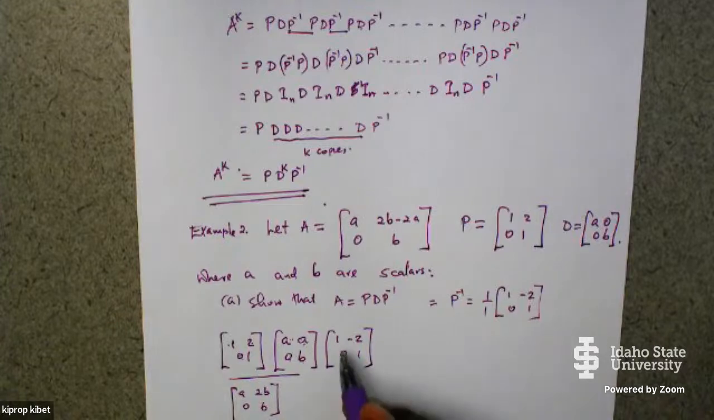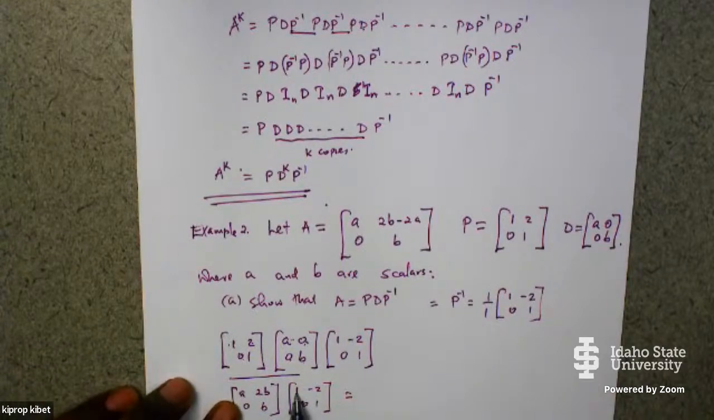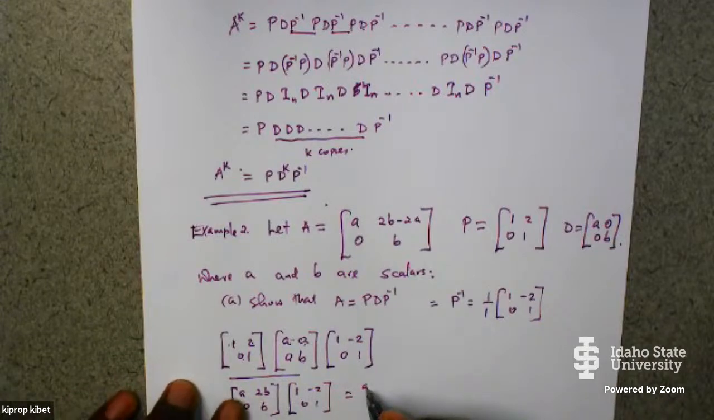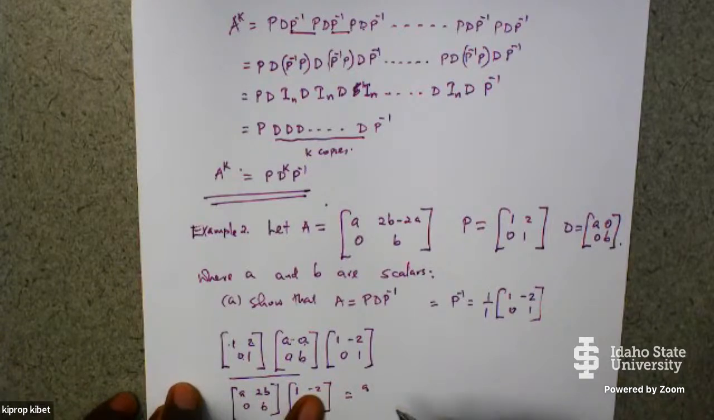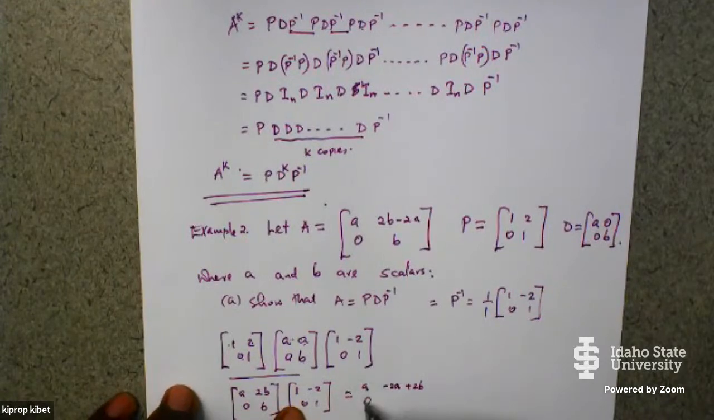And then now let's multiply by this. Multiply by 1, minus 2, 0, and 1, which will give us what? This and this is A, this and this is 0. This and this is minus 2A, and then this and this is plus 2B. And then this and this is 0, this and this is 0. This and this is 0, and then this and this is B.